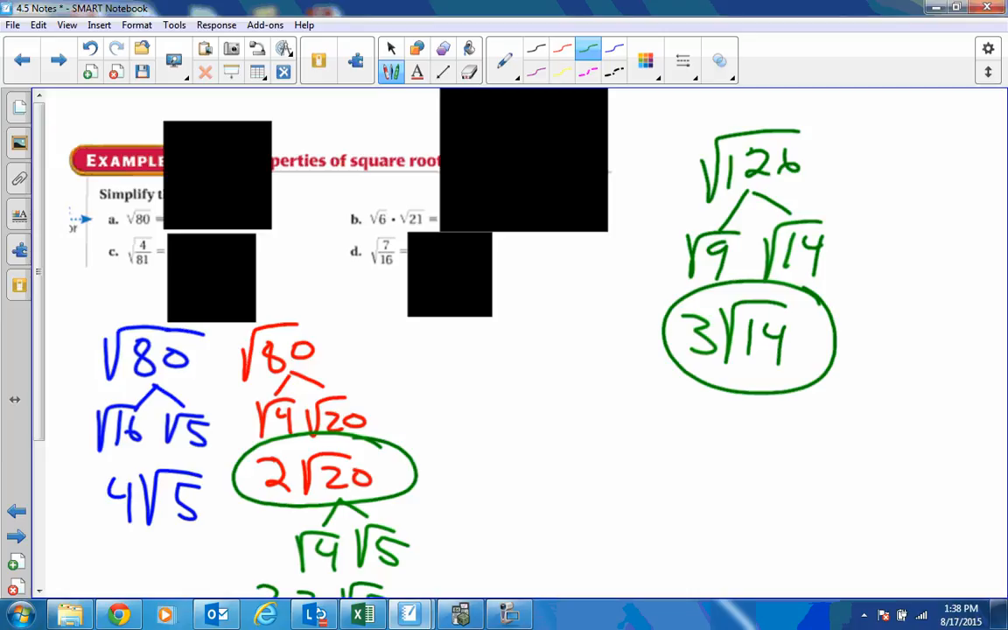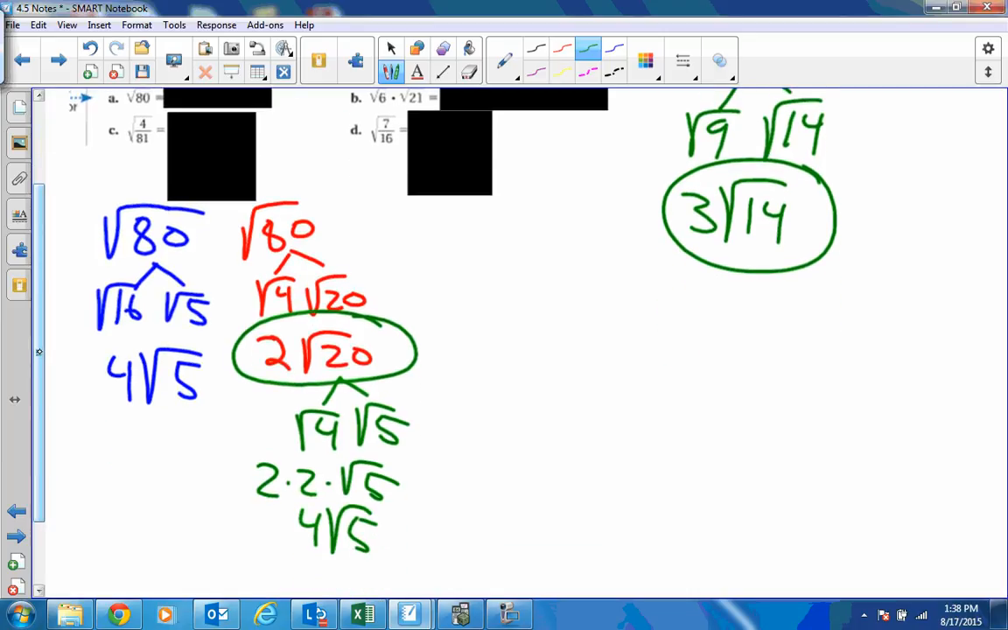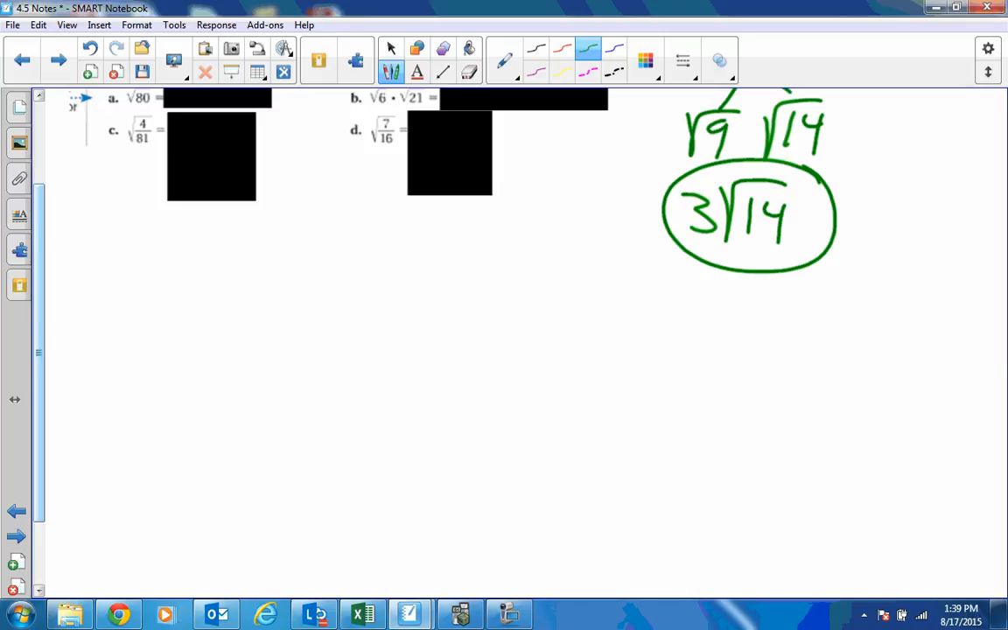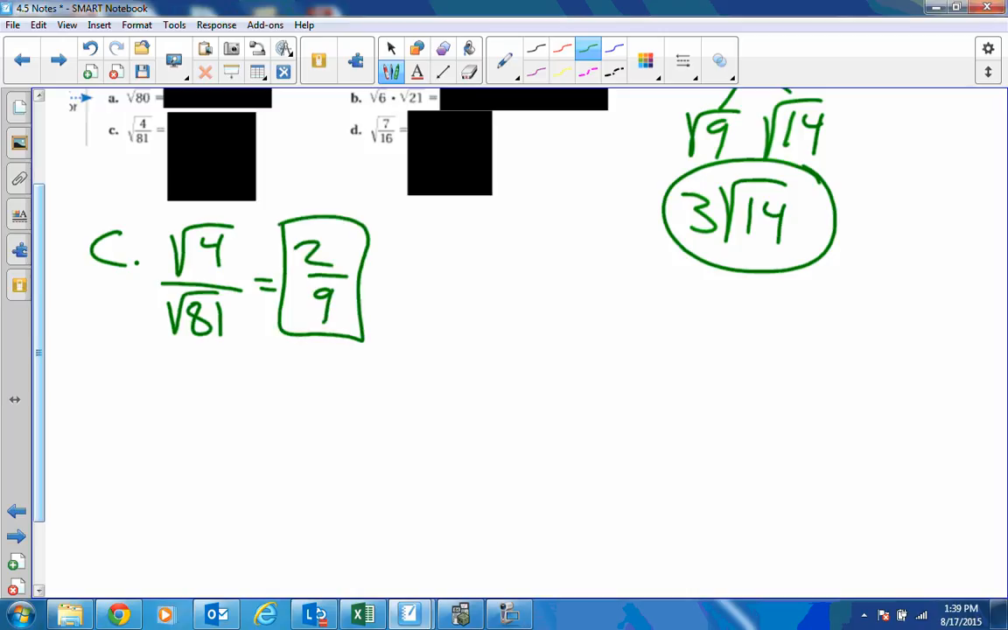C, square root of 4 and square root of 81. Square root of 4 is 2. Square root of 81 is 9. That one's pretty easy because, well, let me go back. I'll erase this. What we can do on C is break it apart into 4 and 81, and that makes it easy. Square root of 4 is 2. Square root of 81 is 9. So it's just 2 times 9. Okay, so you can break them apart even if they're all in one single radical.